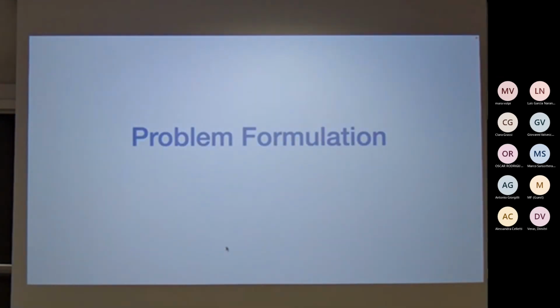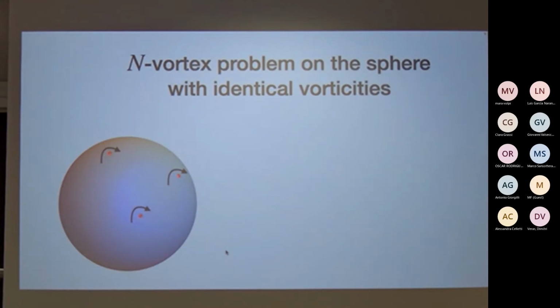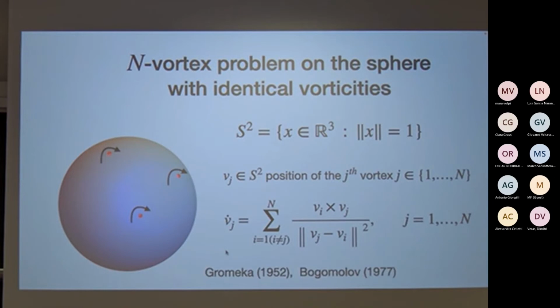Okay, so now let me tell you what the problem is that I want to talk about. I'm considering the problem of n vortices on the sphere, and I assume all of them have equal vorticity, and they move around. For the rest of the talk, the sphere is just embedded in R^3 as vectors of norm 1, and v_j tells me the position of the jth vortex on the sphere. So these are the equations of motion. This is how they move around with the appropriate normalization of the circulations. And these equations go back to these two authors in the 20th century. So I'm interested in looking at those equations.